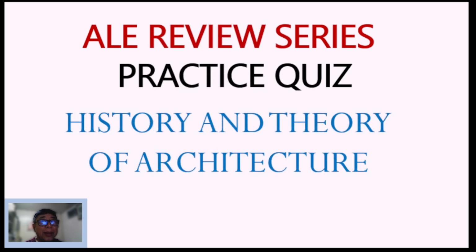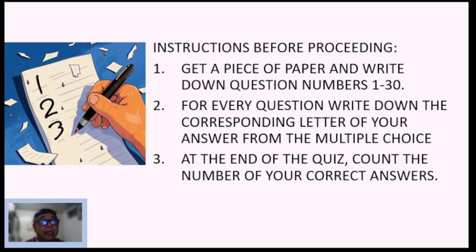So welcome back to our early review series practice quiz. This is now part 10 of our history and theory of architecture. Before we start with the quiz, you can get a piece of paper and write down numbers 1 to 30. For every question, you can easily write down the corresponding letter of your best choice from the multiple choice. You are given 10 seconds to finalize your answer. Then at the end of the quiz, count your total number of correct answers and check to what category your score belongs. So if you are now ready, we can now start.